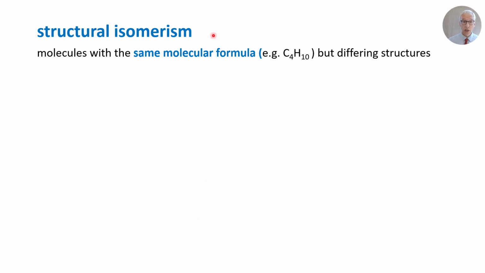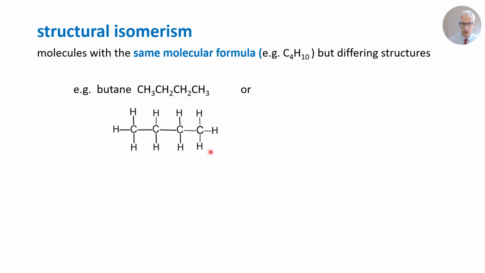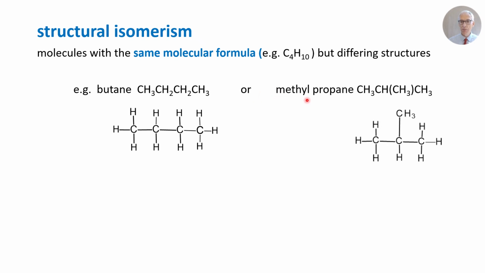There are regular questions about structural isomerism. So these are molecules with the same molecular formula. So let's take an example from the previous slide, C4H10. Although they have the same molecular formula, they have differing structures. So C4H10 could be butane, CH3, CH2, CH2, CH3. Here's the displayed structure. Or C4H10 could be methylpropane, CH3, CH, CH3, CH3.